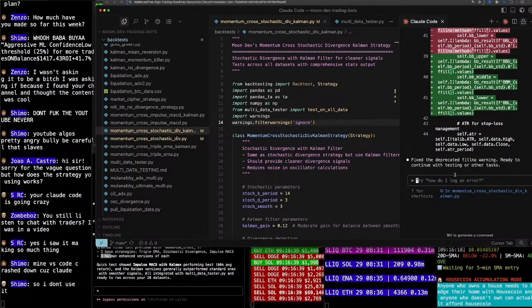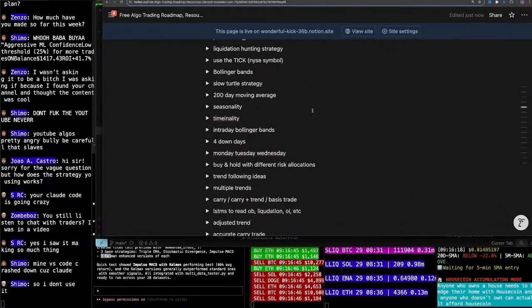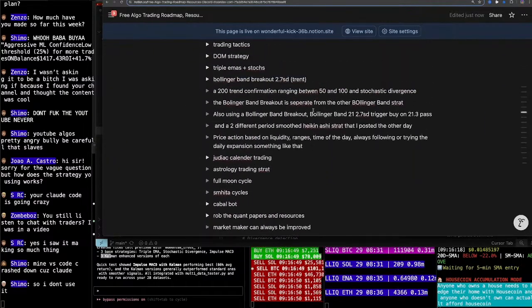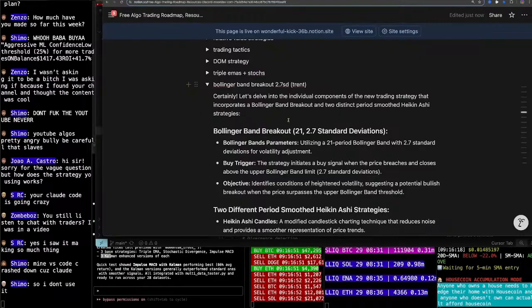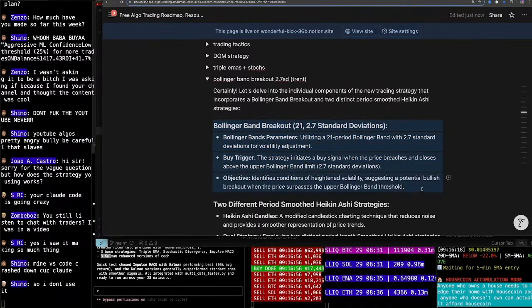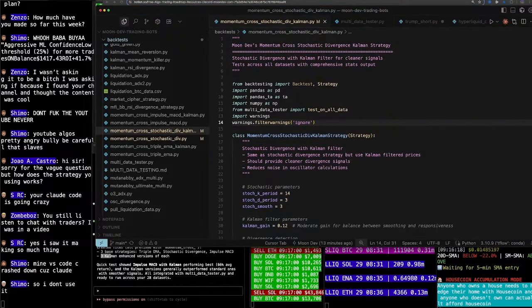Fix the deprecated fillna warning. Damn, dude. We gotta start this over. I thought she would get back. She didn't really resume it. Let's copy this over. And let's go ahead and exit out of Claude.